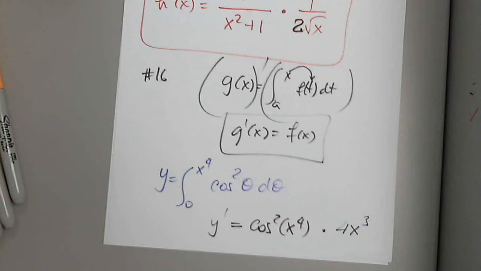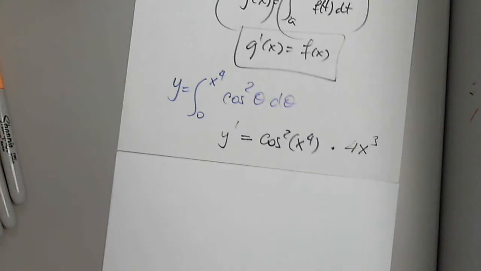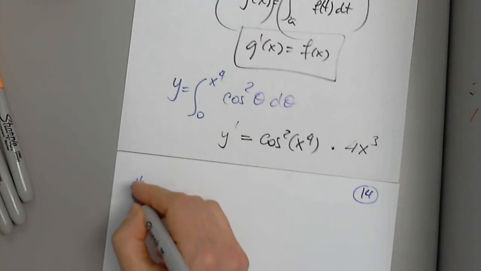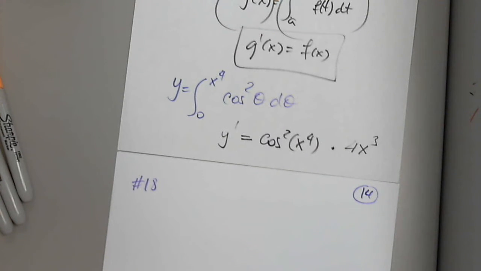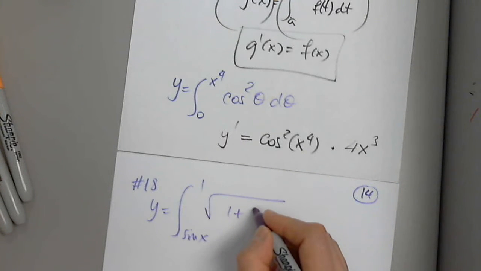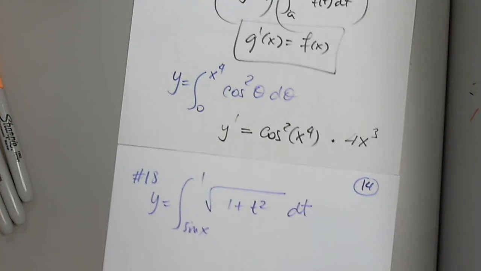That's it. Okay, I think we should do one more. We'll also look at 18. Any questions for me? Okay, y equals the integral from sine x to 1 of the square root of 1 plus t squared, dt.